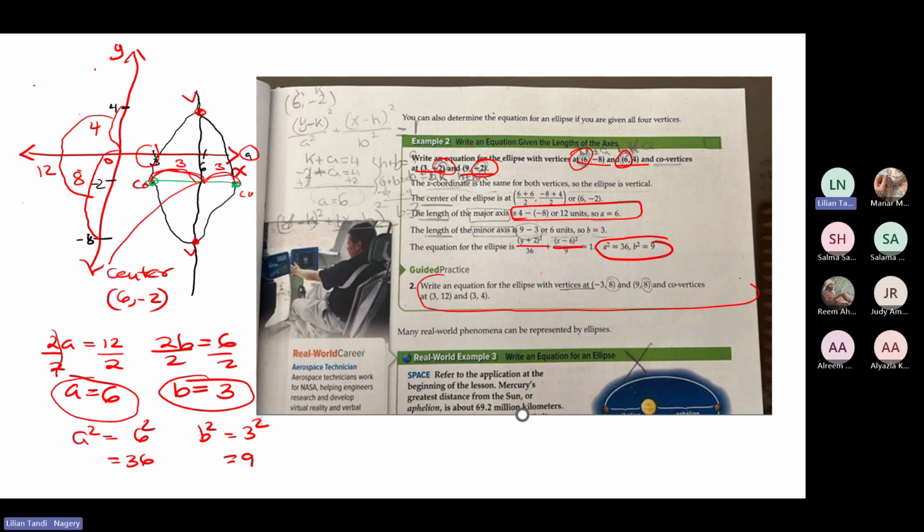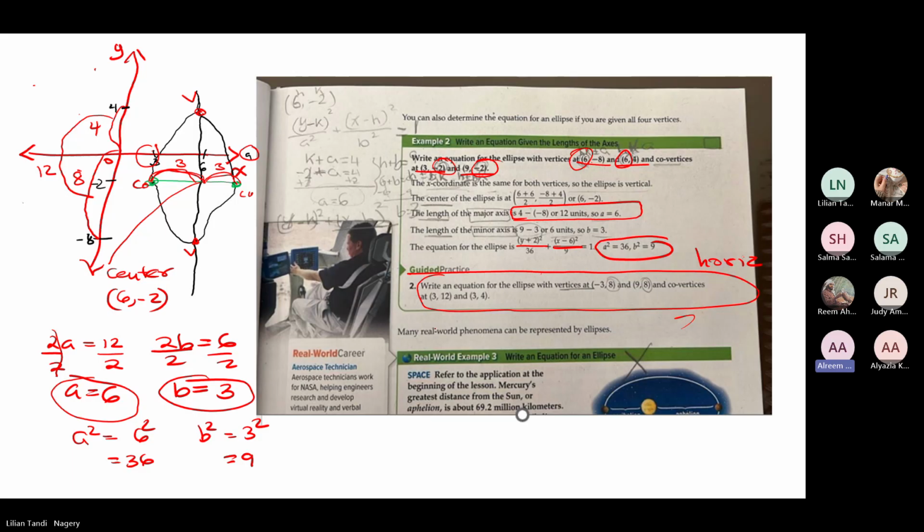Tell me if it is horizontal or vertical. Horizontal, because the Y are the same. Very good. So, horizontal. All right, draw your picture. If I don't want to draw the picture, can I? Draw the picture so it helps you.